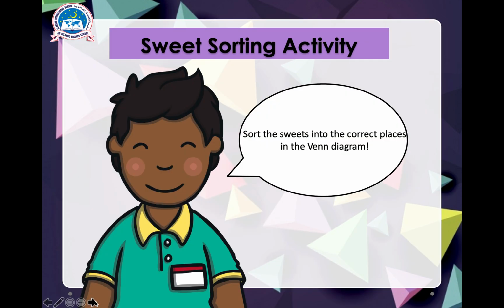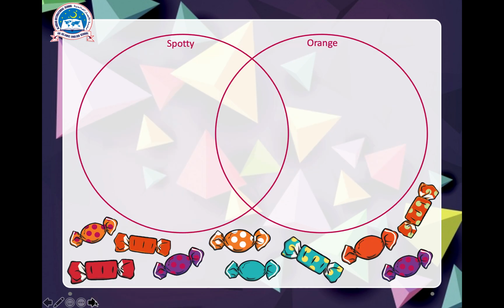Now let's try a little fun and let's sort sweets into the correct diagram. So here we have spotty sweets and orange sweets. So let's sort these sweets into the correct circle. Is this sweet spotty? Yes, it is. Is it orange? Yes, it is. So we have to put it in the part that has both.